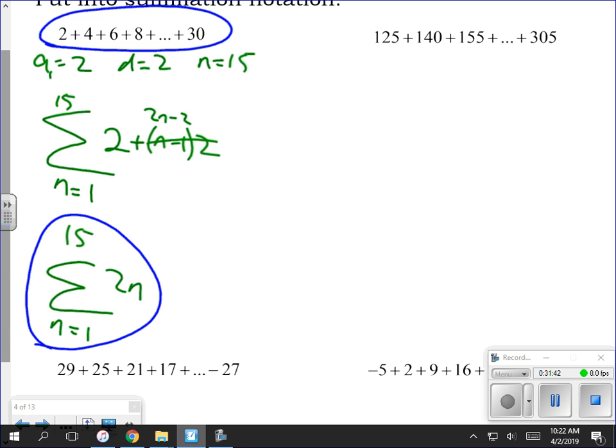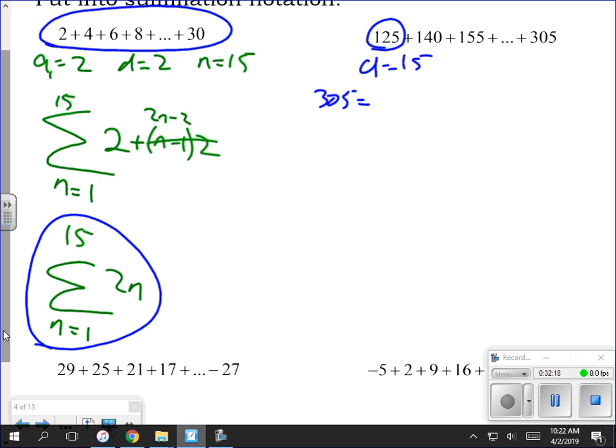So if I do the next one, what do I need? I need to know the first term. I need to know D, which in this case is 15. And I need to know how many terms there are. What is my N? That's not as easy to figure out on this one as it was on the first one. The first one was easy. I was counting the even numbers, take whatever the last number is, divided by 2. This one doesn't work that way. This one I have to use the formula to solve for N.